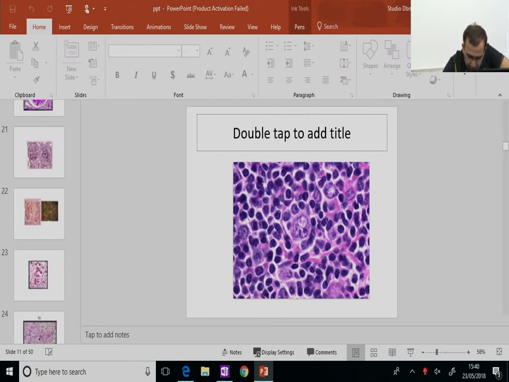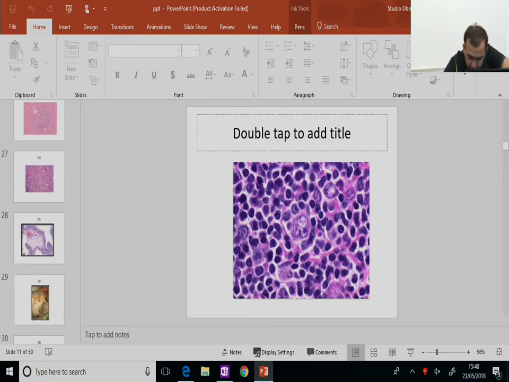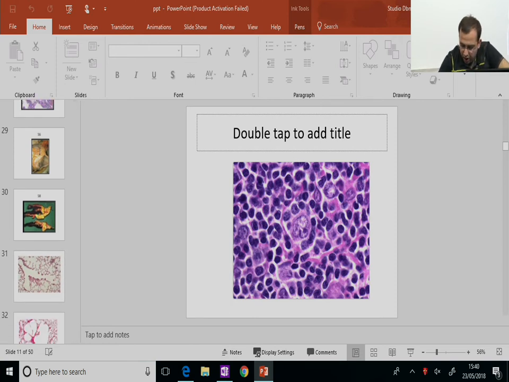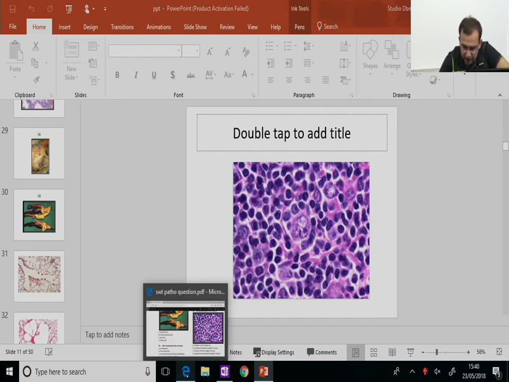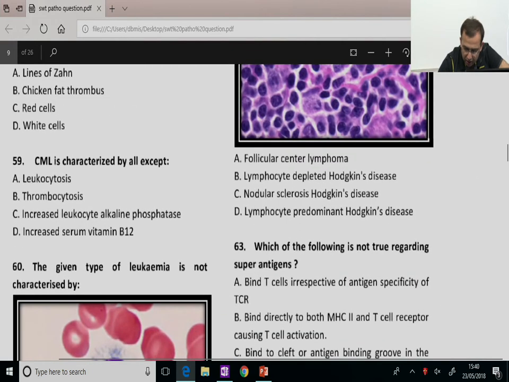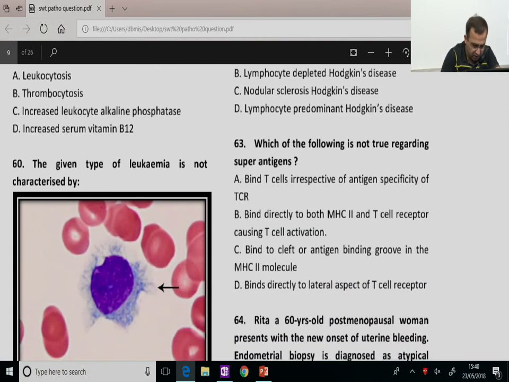this gets us back to, just a sec, let me align this. Okay, so this gets us to the next question, that is question number 63. Which of the following is not true with superantigens? Bind T cells irrespective of antigen specificity of T cell receptor? True. That is the main thing with superantigens. Bind directly to both MHC2 and T cell receptor, causing T cell activation? Agreed. Bind to cleft or antigen binding groove in MHC?